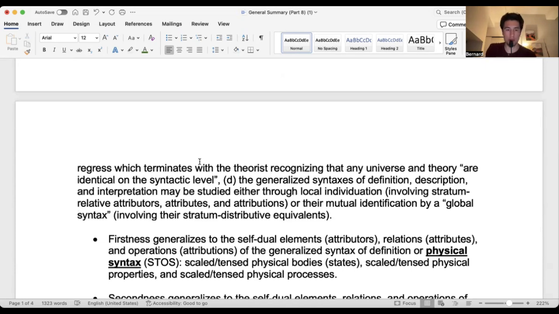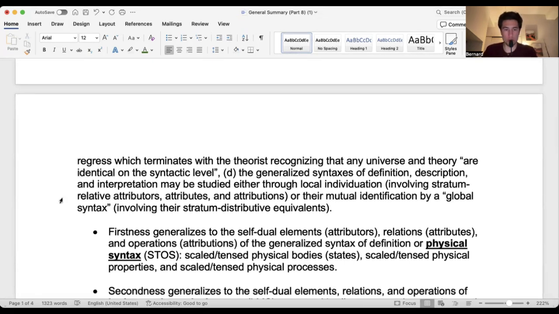syntactic level. And D, the generalized syntaxes of definition, right? Physical syntax, description, mathematical syntax, and interpretation, qualio-perceptual syntax, which are united by the ETS or emotional or teleodynamical syntax, may be studied through either local individualization, right? Which is basically training wheels, right? We've got to individuate them in order to understand their distinctions, but their distinctions double as connections. Therefore, we can also study them in mutual identification by global syntax, which would be the stratum distributive equivalence of their stratum relative attributes, attributors, and attributions, right?